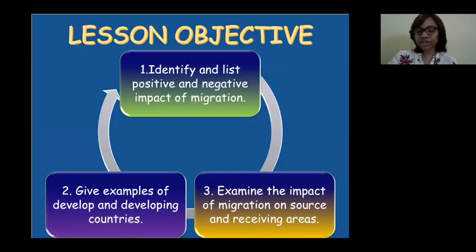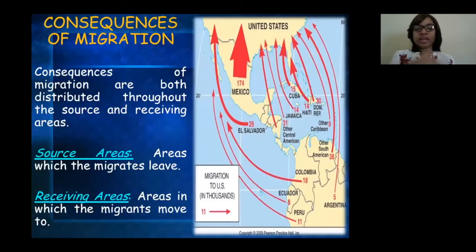So let's continue. When you think about source and receiving areas, you may ask yourself, what is the source? What is the receiving? Remember on Wednesday we spoke about immigration and emigration. One with the I, one with the M. Even sometimes when you're pronouncing them, you get a little tongue twisted. So definitely one with the I, one with the M.